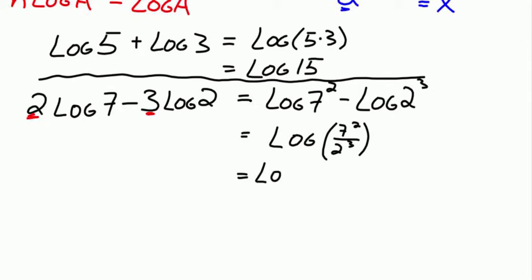So we'll take our log of what's 7 squared, well that's 49, and what's 2 cubed, 2 times 2 is 4, times 2 is 8, log of 49 over 8. And because these were both prime numbers, we can't simplify any further there. We're kind of at that point.